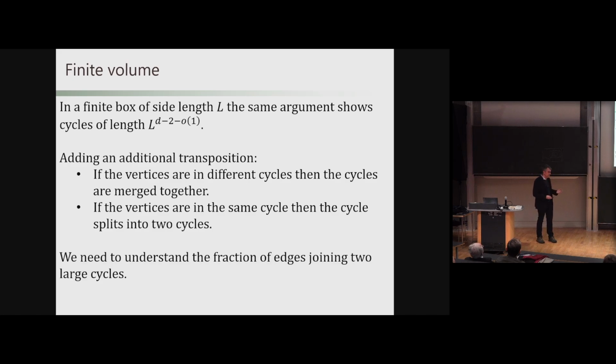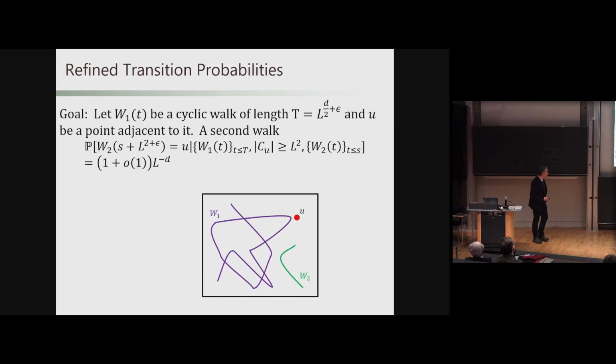So if we want to understand the effect of adding in extra transpositions, we have to understand for two large cycles what fraction of the time they're next to each other. And so this is really the main estimate that we need. It's a refined transition probability kind of estimate. I want to take two walks of length a bit more than square root of the volume. So t equals L to the d over 2 plus epsilon.